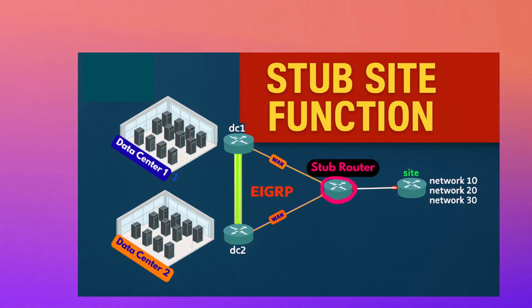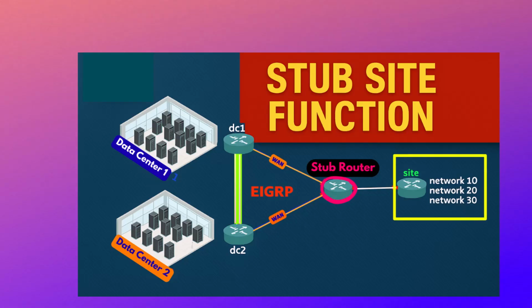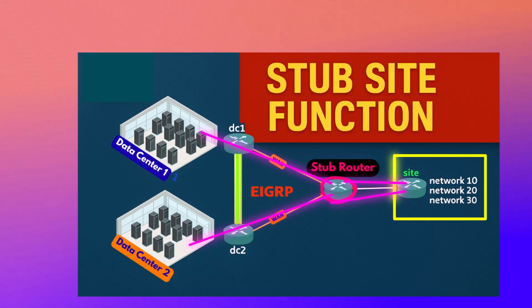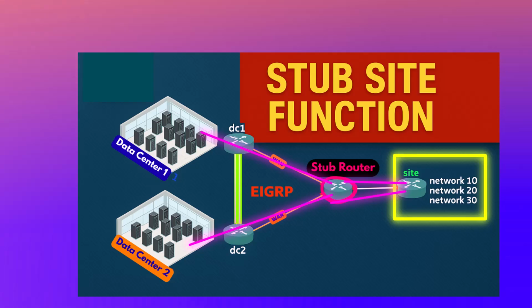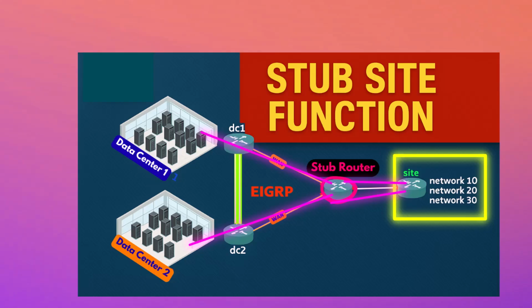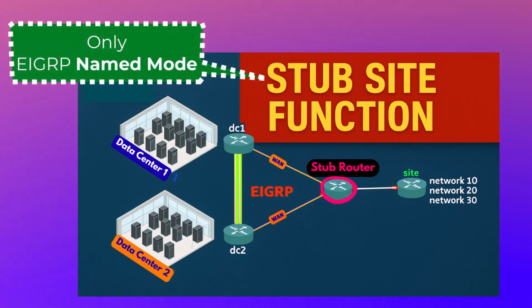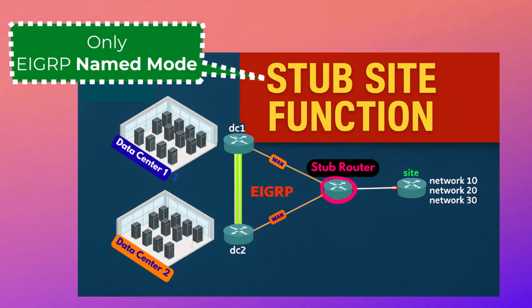But on the other hand, the networks behind the other routers that are connected to the stub router, whose links are not stub site WAN interfaces, continue to work nicely. So the networks behind, for example, the site router, networks 10, 20, and 30, are going to be advertised in the topology with no problem. But guys, the EIGRP Stub Site Function is only available under EIGRP named mode, so remember that.